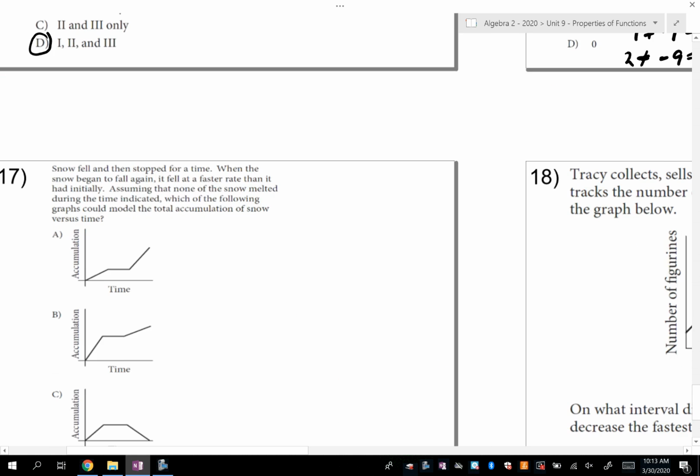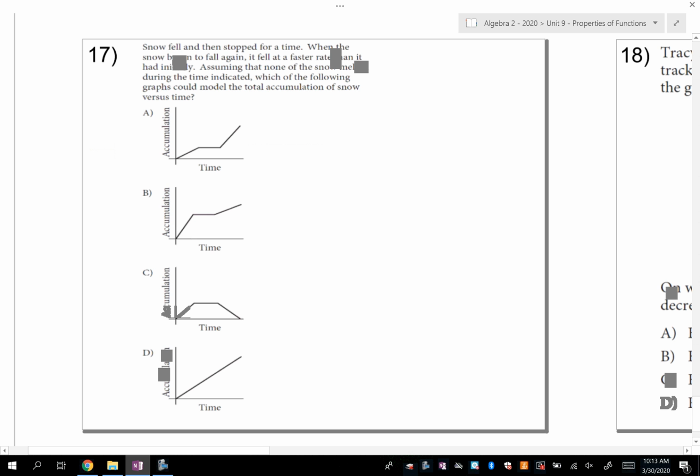All right, let's look at 17. It says, snow fell and then stopped for some time. When the snow began to fall again, it fell at a faster rate than it had initially. Assuming that none of the snow melted during the time indicated, which, okay, science, that's not how that works. Which of the following graphs could model the total accumulation of snow versus time? So when you read that when it fell again, it fell at a faster rate, we're talking about accumulation, that just means the slope is going to be steeper. So I'm really looking for it to have somewhat of an increasing line, then a constant line because it stops snowing, and then a steeper increase when it begins again.